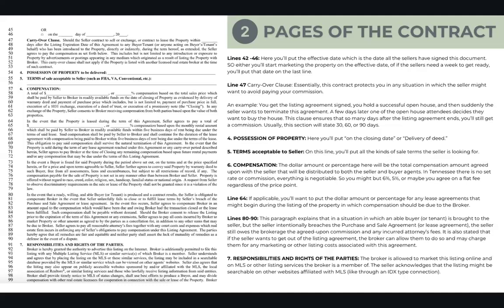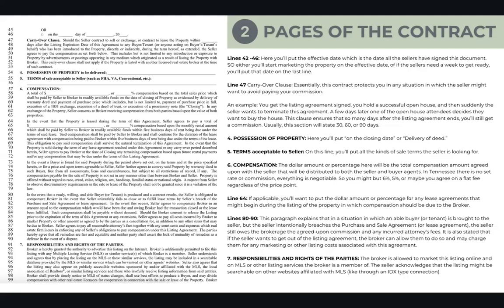Lines 80 to 90. This paragraph explains that in a situation in which an able buyer or tenant is brought to the seller, but the seller intentionally breaches the contract, lease agreement, or sale agreement, the seller still owes the brokerage the agreed upon commission and any incurred attorney's fees. It also states that if the seller wants to get out of the listing agreement, the broker can allow them to do so and may charge them for any marketing or other listing costs associated with this agreement.